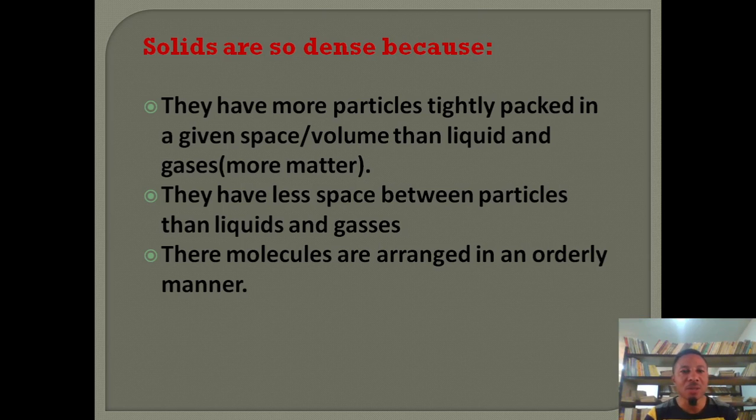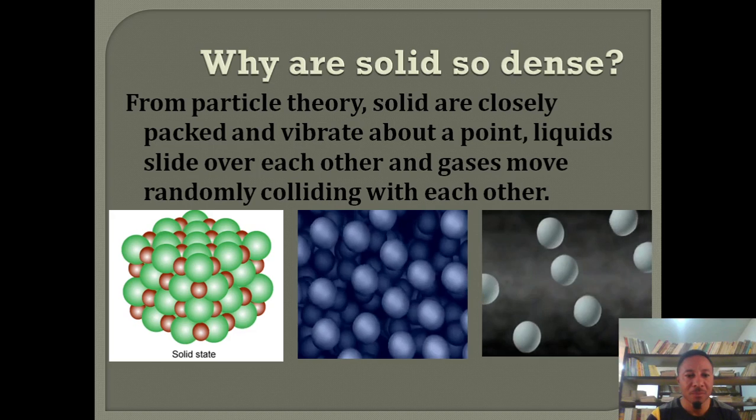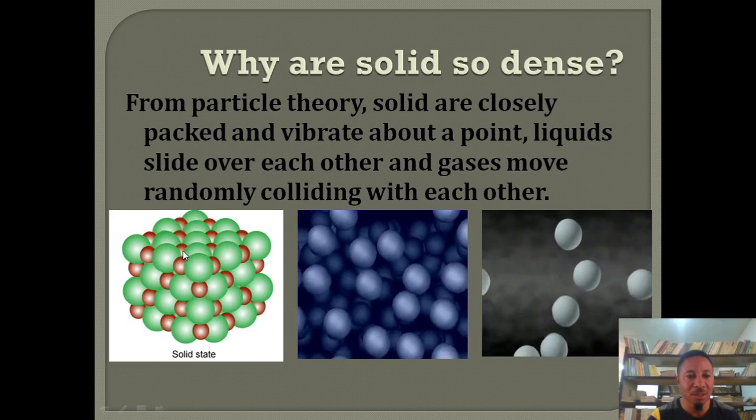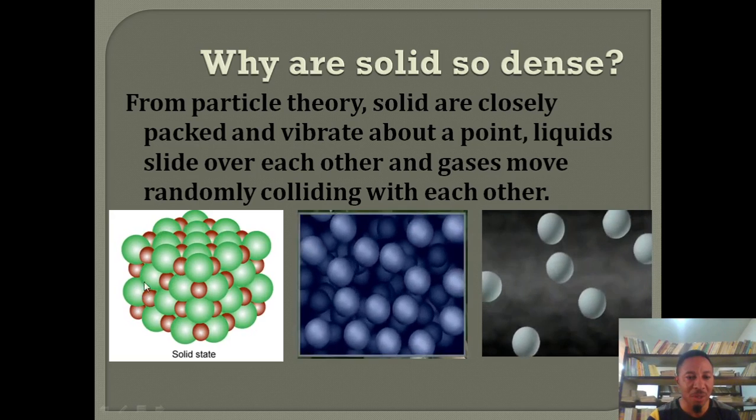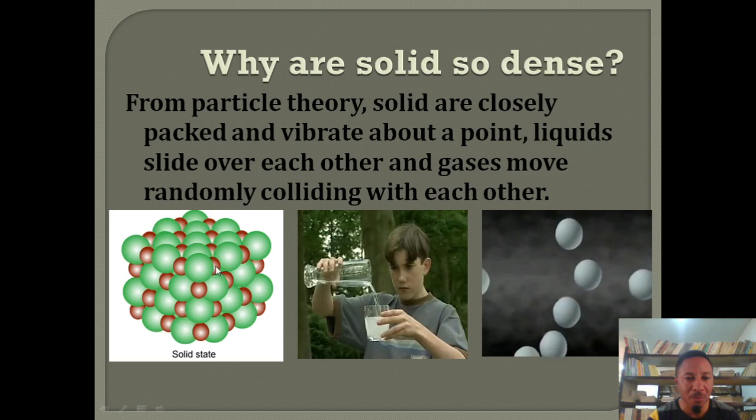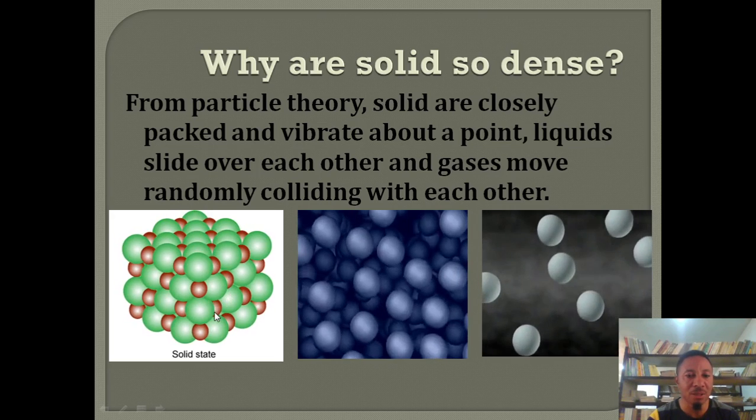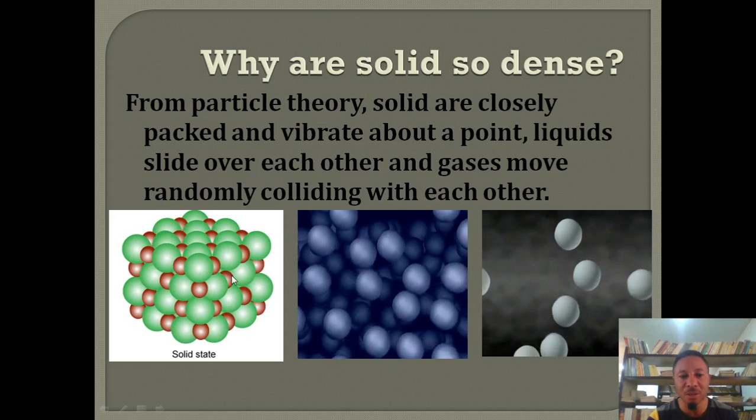Good. Now, solids are so dense because they have more particles tightly packed in a given space or volume, let's say in 1 centimeter cube, more particles than liquid and gases. That means they have more matter in them, or more mass as the case may be. They have less space between particles than liquids and gases, like what we have here. We have less spaces here, right? Where we're supposed to have space here, we have electrons filling up those supposed empty areas.